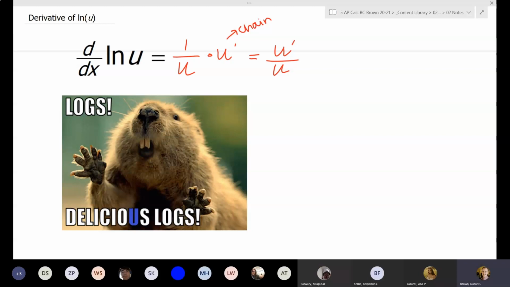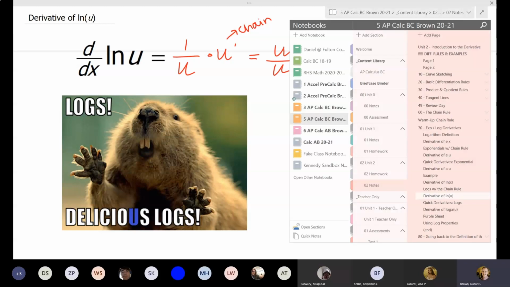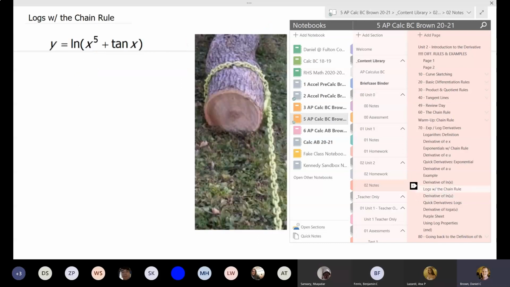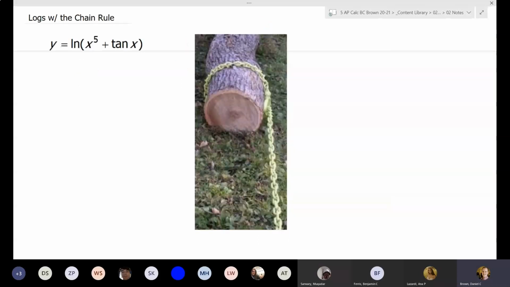So again, chain rule always applies. Always be aware when you have the chain rule. For my first example, I wanted to look at this one. So the derivative of the natural log of x is 1 over x. This is the natural log of x to the fifth plus tangent of x. So to find its derivative, you have 1 over the inside, and then we have our chain rule times the derivative of the inside.